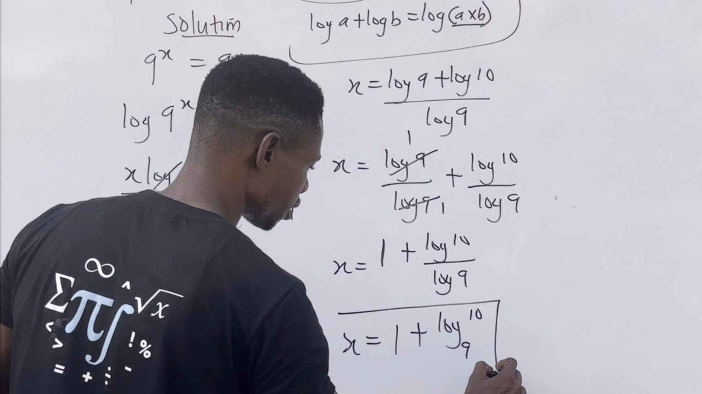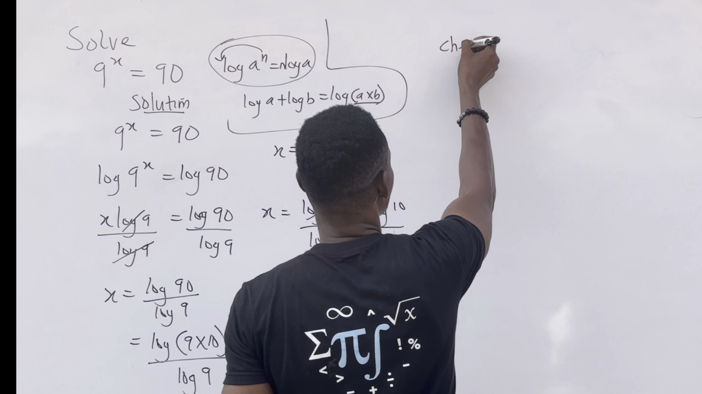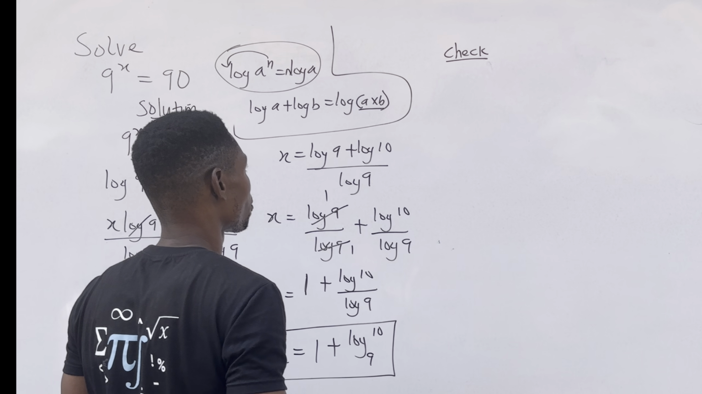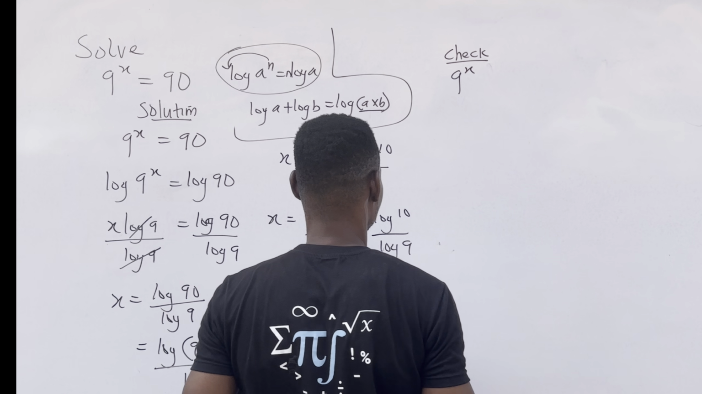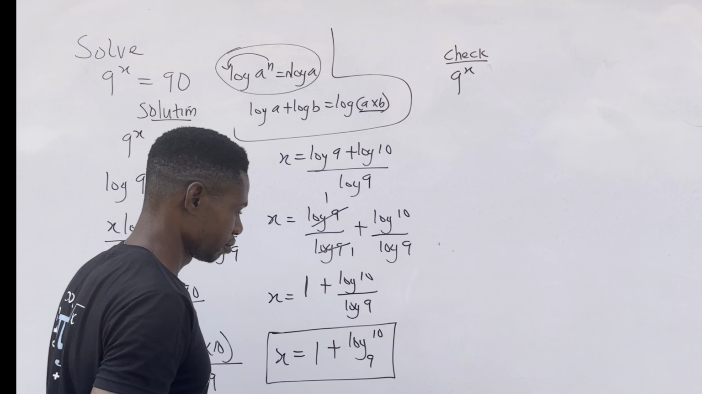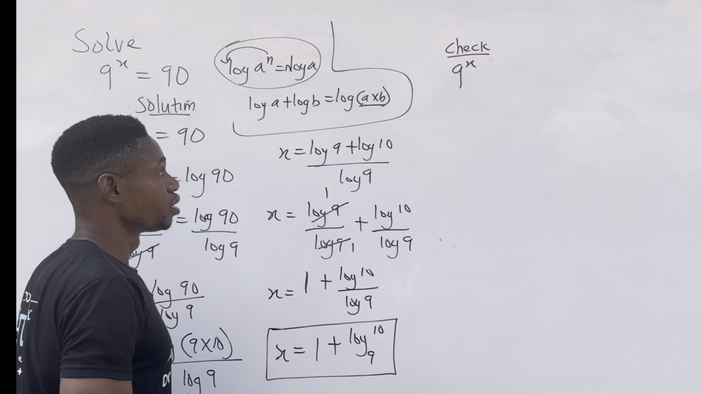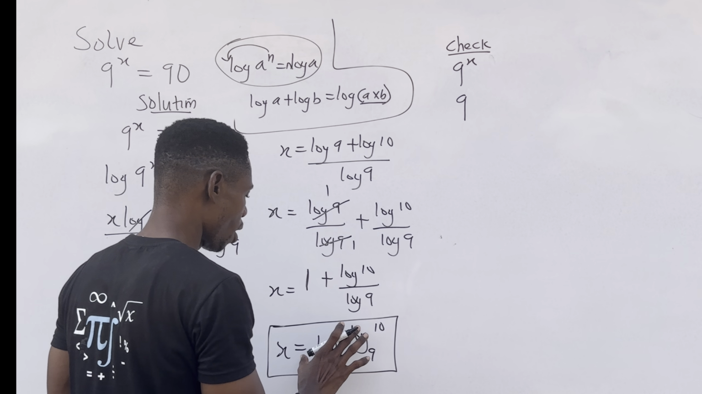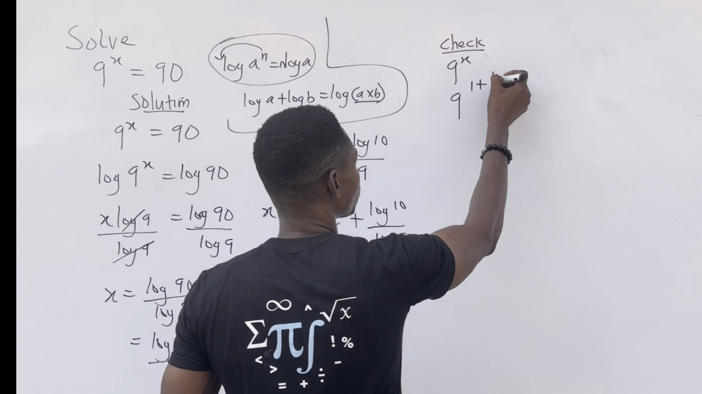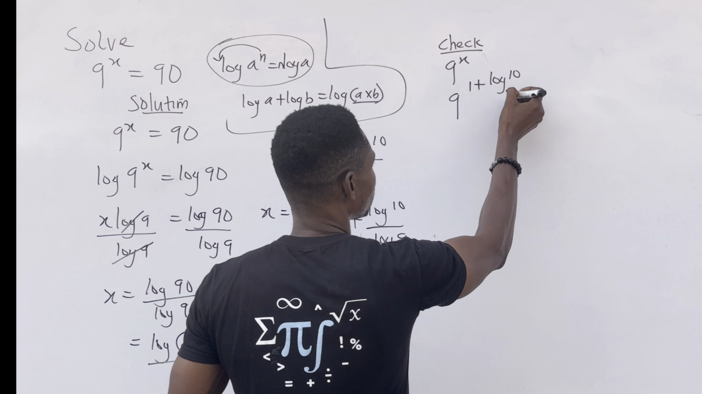Now we can prove this by putting the value of x into the original equation so that we see if this 9 raised to the power x will give us 90. So let's focus on the left hand side and see. Check. So our left hand side is 9 raised to the power x, which should be equal to 90. So let's place this value in it and see if it will give us 90. So we'll have 9 raised to the power, our x is 1 plus log 10 base 9.